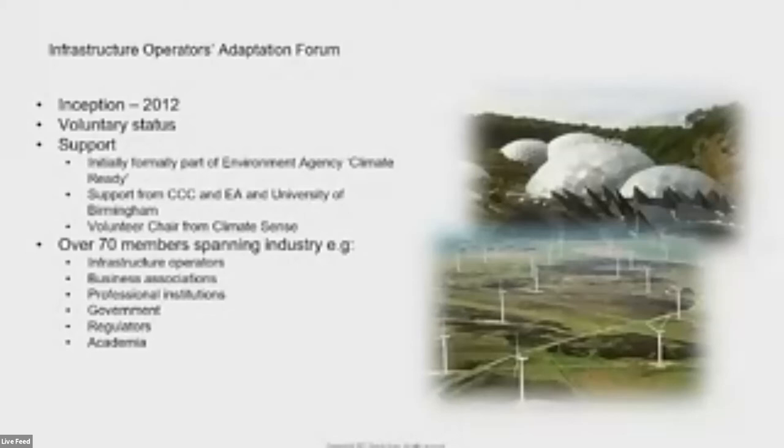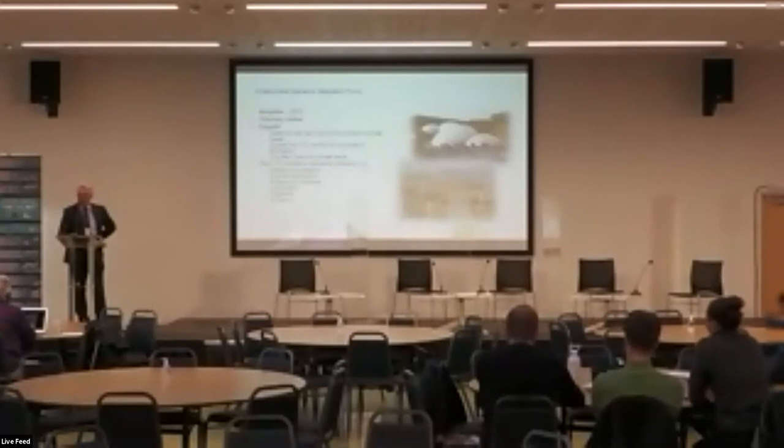The organizations that are part of IOEF include operators, business associations, professional institutions, government regulators, and academia. A couple of the members are in the audience live here just now. Business associations include people like Energy Networks Association and Tech UK. Tech UK is an information communication technology organization. We've got other energy organizations like National Grid, Network Rail, Highways England, Transport Scotland, Transport for Wales, and the water industry represented by Yorkshire Water principally. And we also have energy, water, transport, ICT.